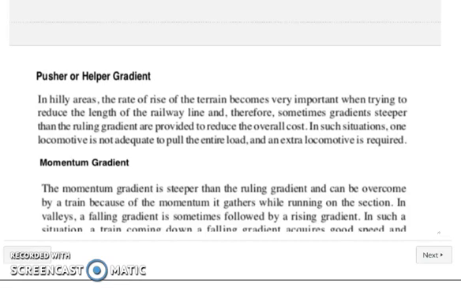In such a situation, one locomotive is not adequate to pull the entire load, so an extra locomotive is required. The third one is the momentum gradient.